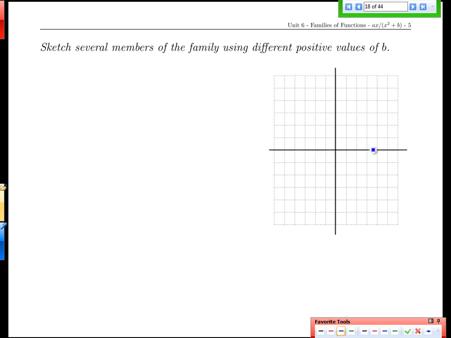We'll sketch our graph, and let's do a few different positive values of b here. Let's say b equals 1. That's our nice easy one. And what did that give us? It gave us the critical points at x equals negative root 1 and positive root 1, and the y-coordinates there were going to be negative root 1 over, let's slide this down here. The y-coordinates to match would be at negative root 1 over 2 times 1 and root 1 over 2 times 1.